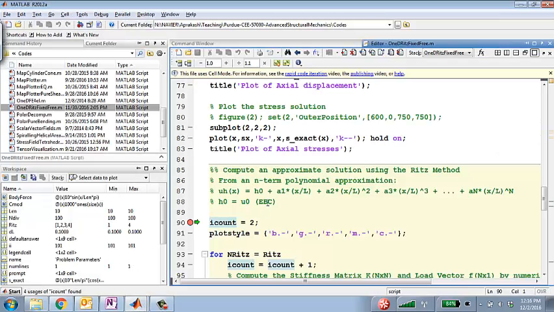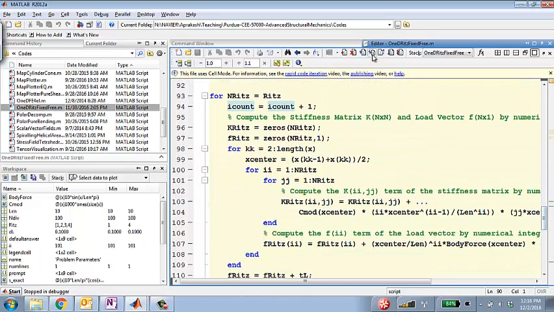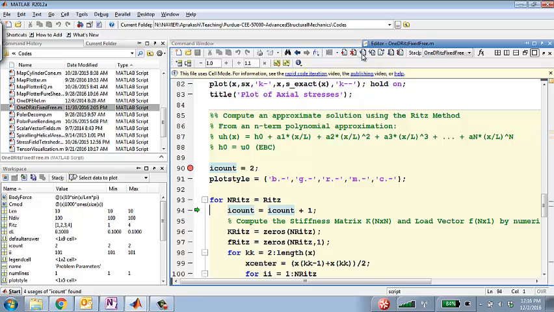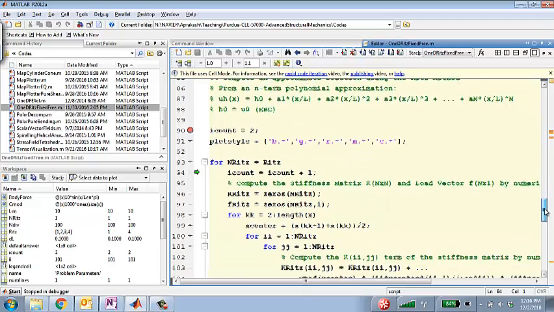Let's now compute the Ritz method solution. For the Ritz method, I'll start from here, step, step, step. Now n Ritz, this Ritz vector is 1, 2, 3, 4. This is saying to repeat the Ritz solution for 1 term, 2 terms, 3 terms, 4 terms. So let's do the Ritz solution for 1 term and see what happens.